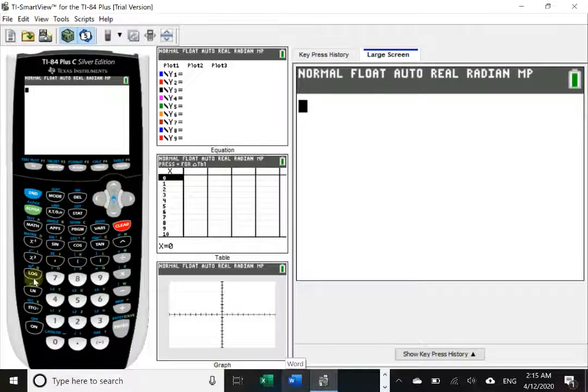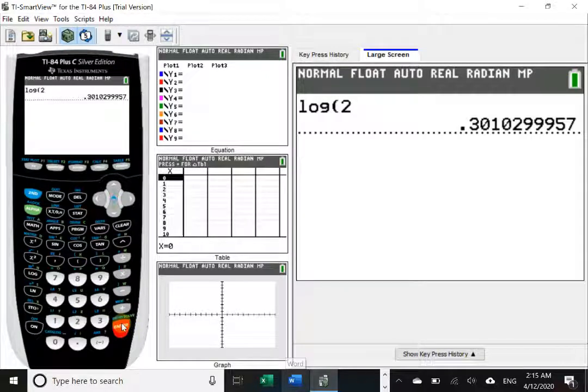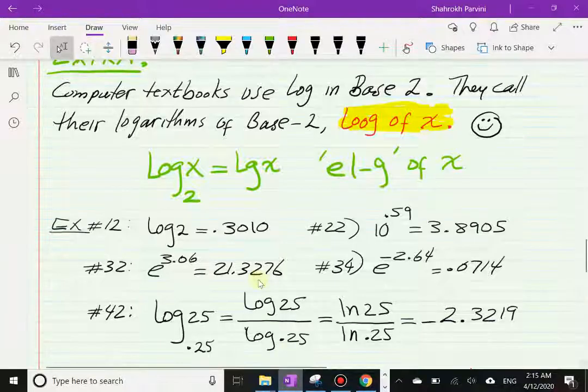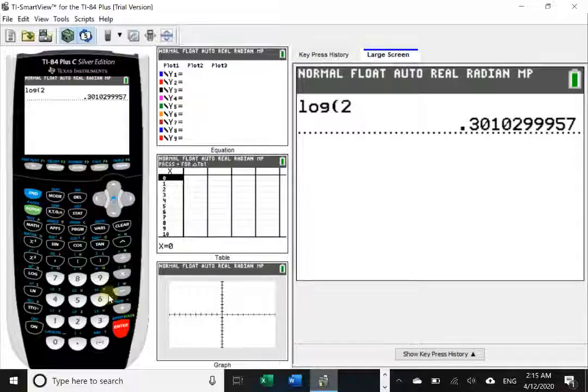So I'm just going to go log 2, enter, and there you go, 0.3010. Good enough. Number 22 actually is not a logarithm, it is 10 to a power. 10 to a power of 0.59.